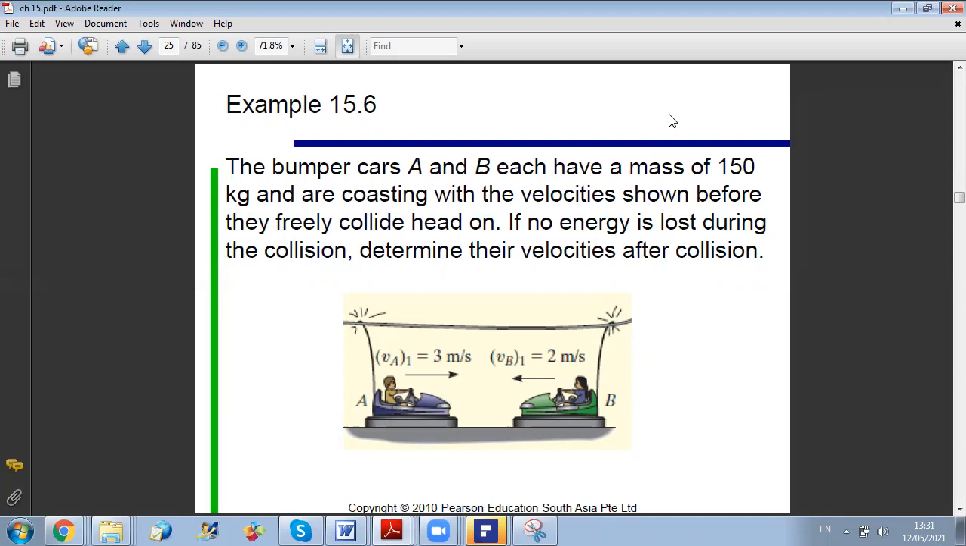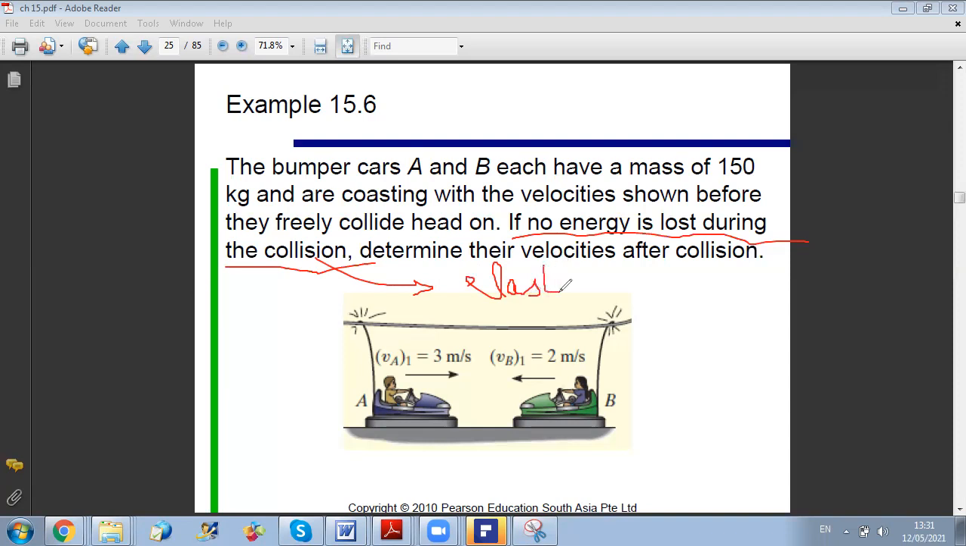Okay, here it's a little bit different than the previous problem, because in the previous problem they coupled the two objects together. On the other hand, here we have different information. They said no energy is lost during the collision. When they say this sentence, no energy is lost during collision, or they say elastic collision, this is equivalent, meaning you don't lose any energy during the shock.